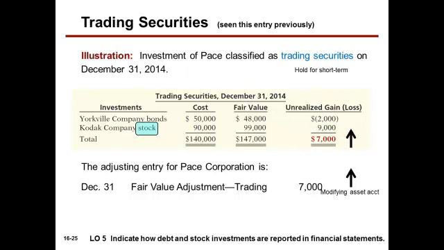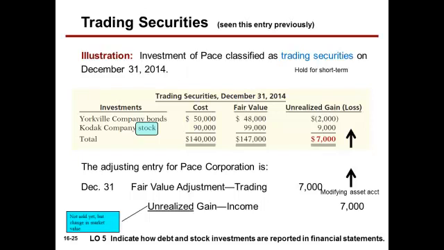Debit fair value trading, $7,000. This is a modifying asset account. This is what will modify the original cost values on the books of the investor. Credit unrealized gain dash income, $7,000. It's unrealized because the securities are not yet sold, but there's been a change in market value.